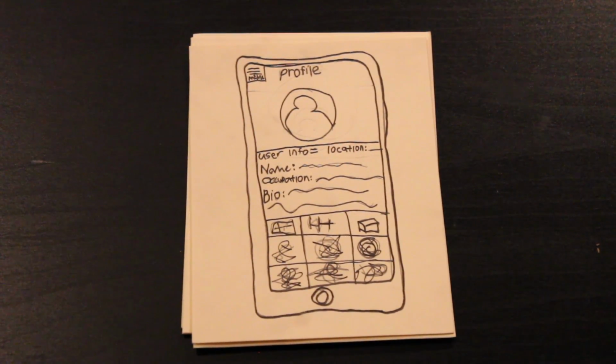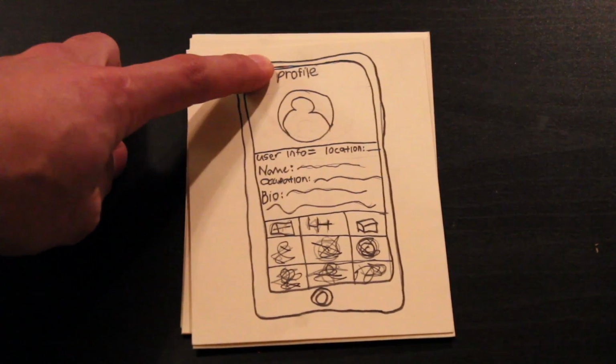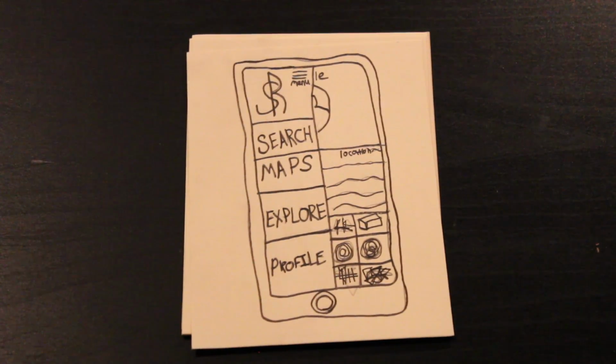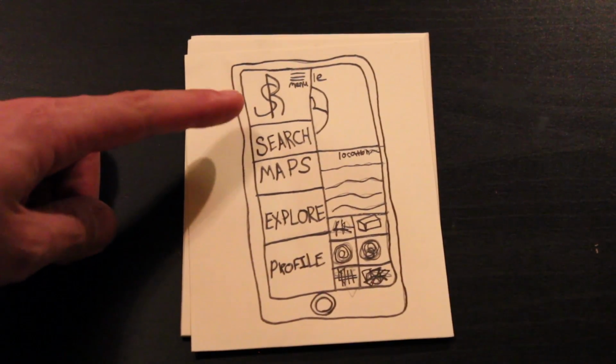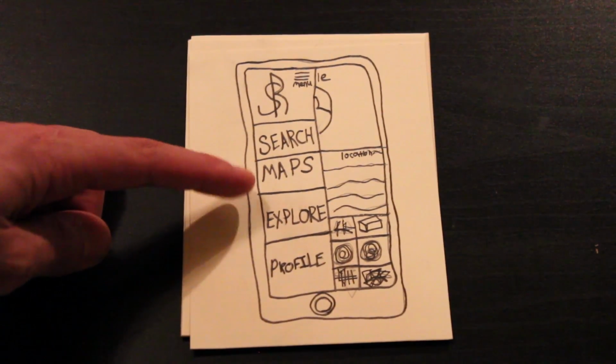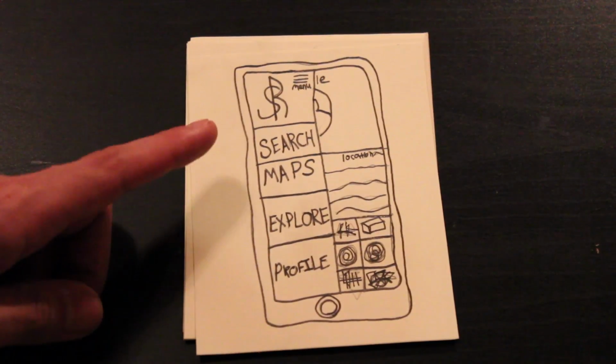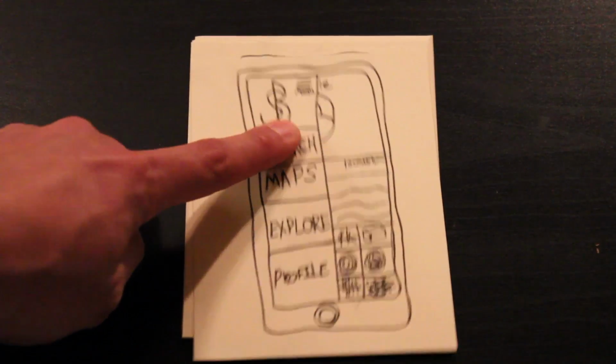The app has a very straightforward navigation. We're going to go ahead and click the menu, which in turn pulls up this drag-out menu. It features a search feature, a maps feature, an explore page, and a return to the profile page. So we're going to go ahead and first go through the search.